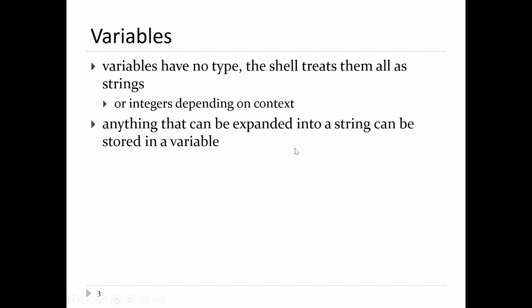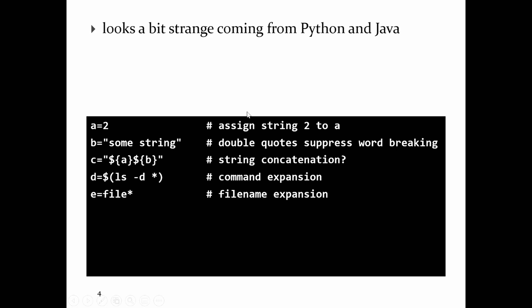Anything that you can expand into a string, you can store in a variable. And that's also weird, right? Anything that can be expanded into a string can be stored in a variable, which is very odd. So all of these work, believe it or not. A equals 2 means assign the string 2 to A. It's not the integer 2. As far as Bash is concerned, that's the string 2. If you use double quotes, then you get whatever's inside the double quotes assigned to B. Remember, double quotes suppress the word breaking.